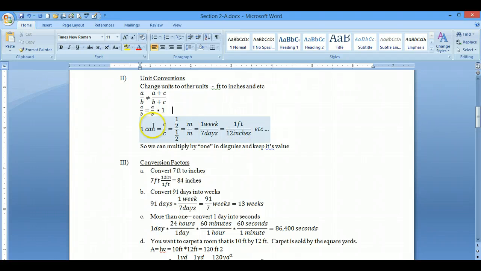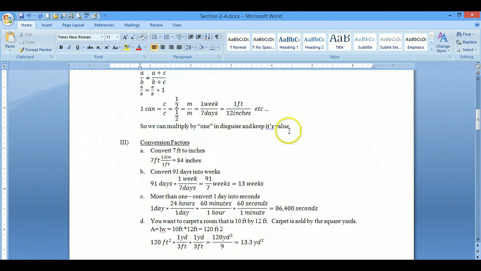So here's our first example of 1. I can have C over C, 1/2 over 1/2, minutes over minutes, or miles over miles, 1 week over 7 days. So now it's a little different, but that still reduces down to 1. 1 foot over 12 inches, that still reduces down to 1. So we can disguise it and keep everything in its value.